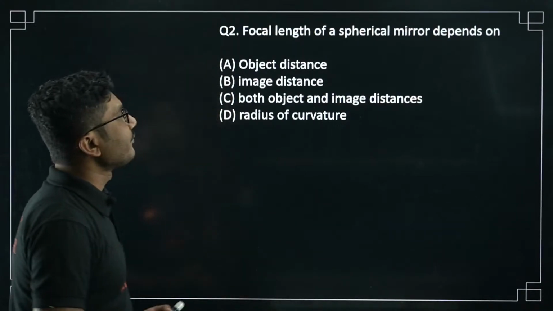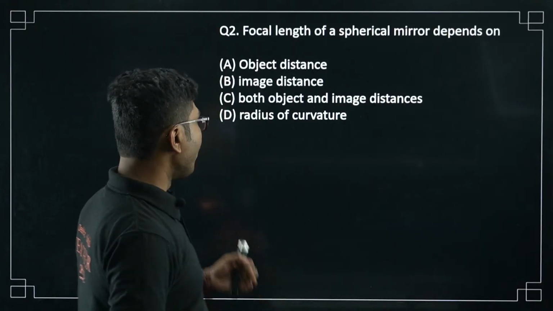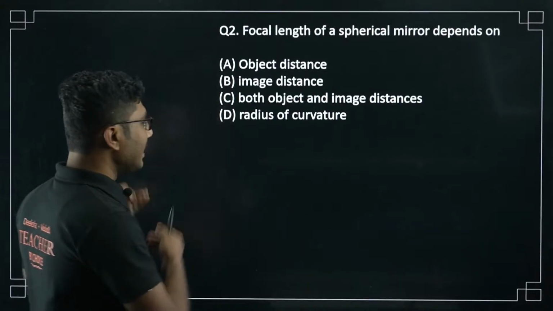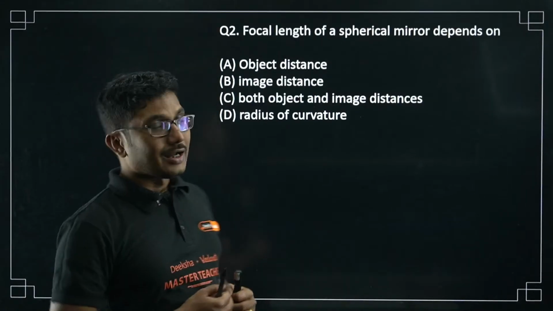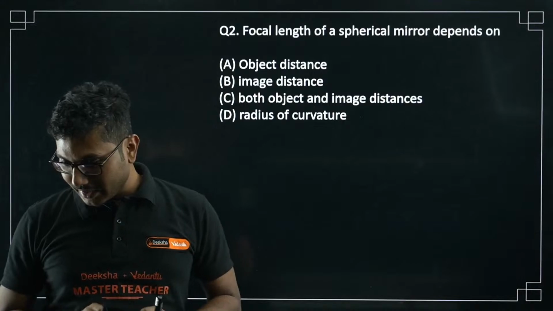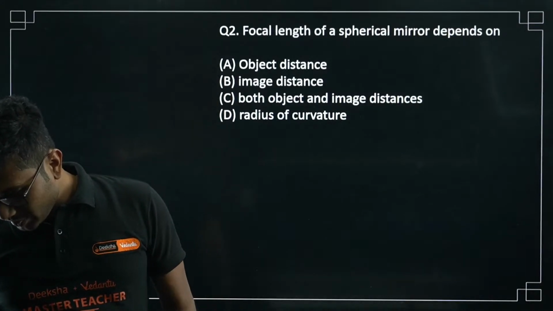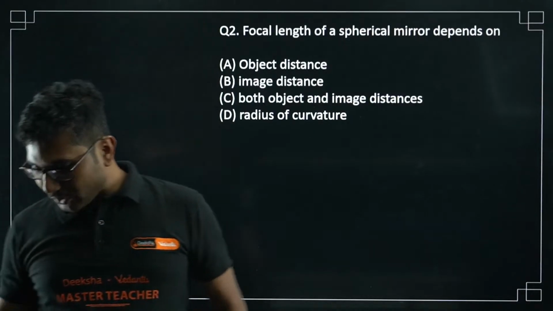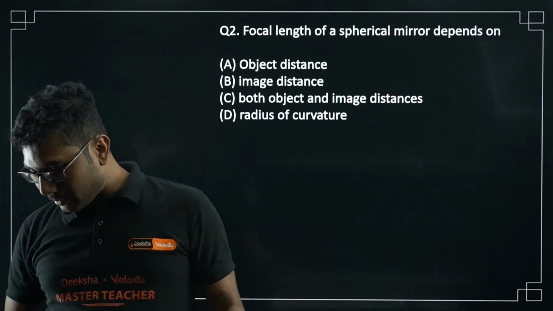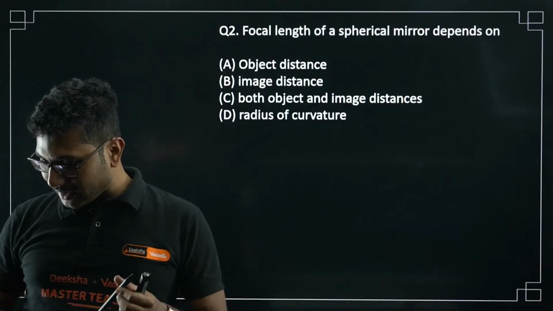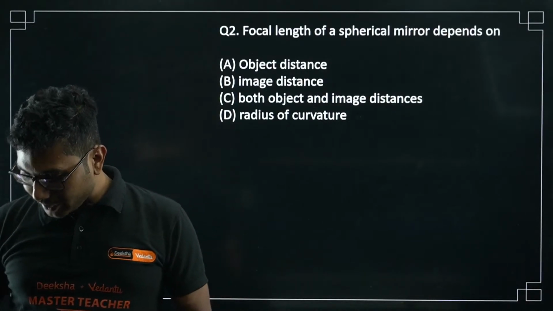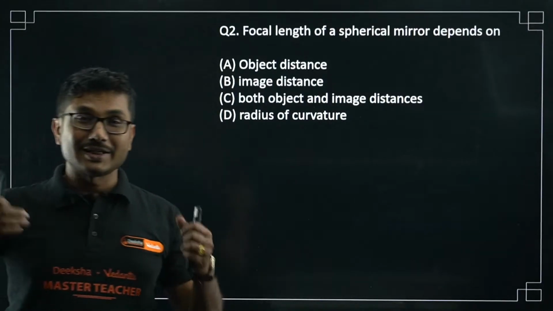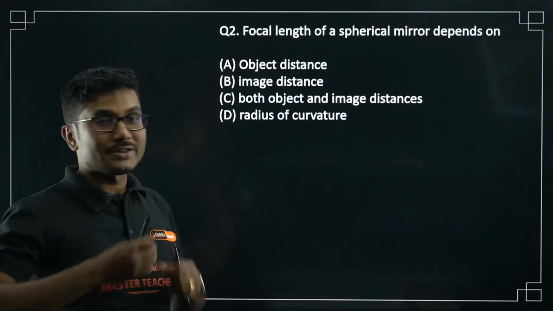Focal length of a spherical mirror depends on: object distance, image distance, both object and image distances, or radius of curvature. So another easy question. Let's see how many of you get this correct. Hi GS Jogur. Yes, 2D. As I said, Ataur and Maddie, please mention the question number. Srinivas is saying 2C, Navyasri is saying 2D, Shagufta is saying 2D. Okay, Ataur Rahman, if you are answering for this question, mention 2C.